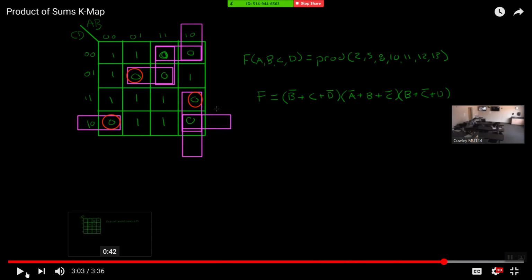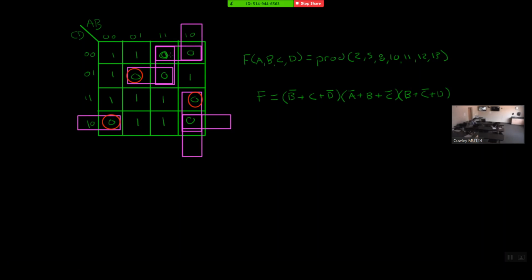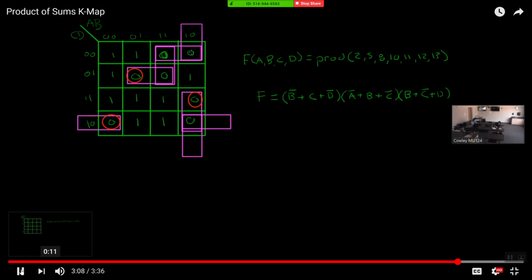Back it up just a little bit. This is a pair he's talking about, because those didn't include any prime implicants, did they?